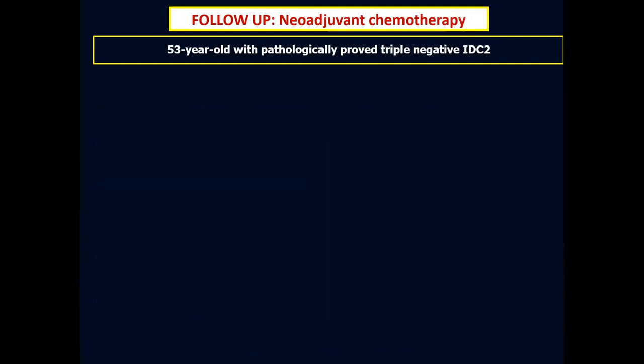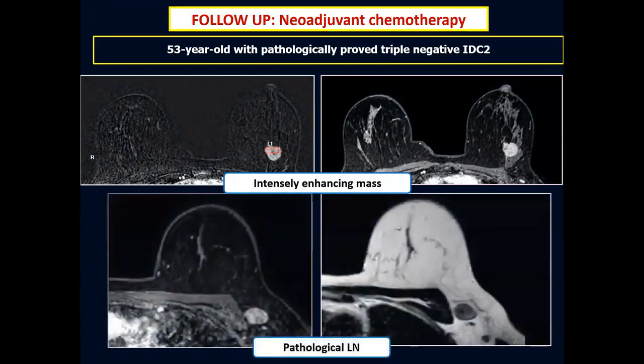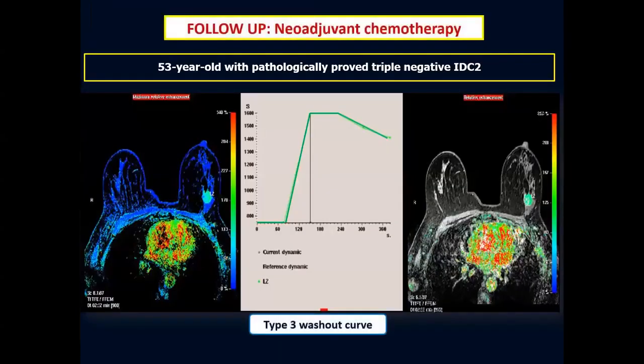This is another 53-year-old female with pathologically proved, again, triple-negative breast cancer, and she had an intensely enhancing mass and axillary lymph nodes, matted axillary lymph nodes. This was the time signal intensity curve, which showed a washout curve.